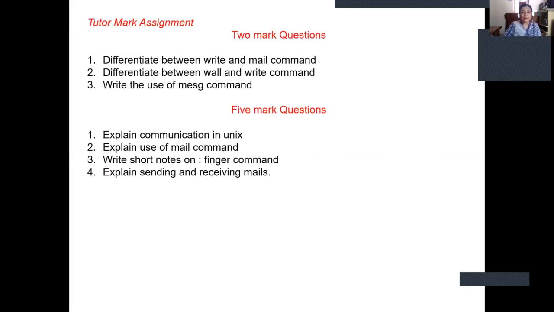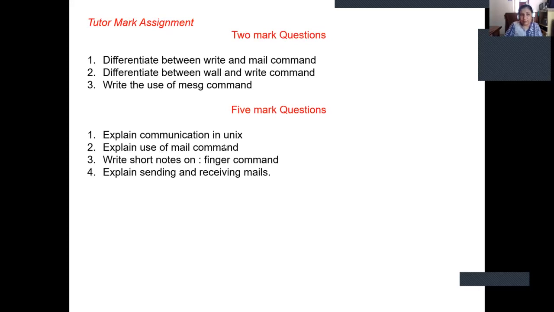So for this chapter, the 2 marks questions are: differentiate between write and mail command, differentiate between wall and write command. Write writes to a specific terminal, mail also, but it will send to a mailbox. Wall will broadcast, again write to a specific user. And the message command, as you told, you can read a message, you can send a message, or you can delete a message. Communicate, explain the communications. Communication happens with various commands, which I have explained: wall command, message command, write command. So all these are communications.